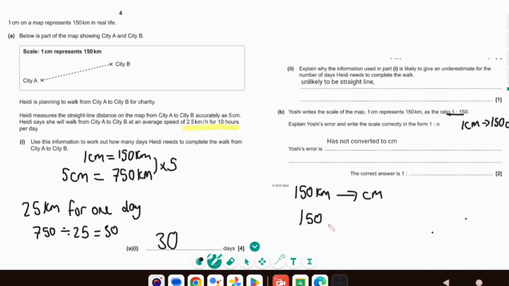1 kilometre is 1,000 metres, so times by 1,000. So you've got 150,000 metres. We need to times it by 100 to convert into centimetres. So we have 15 million.